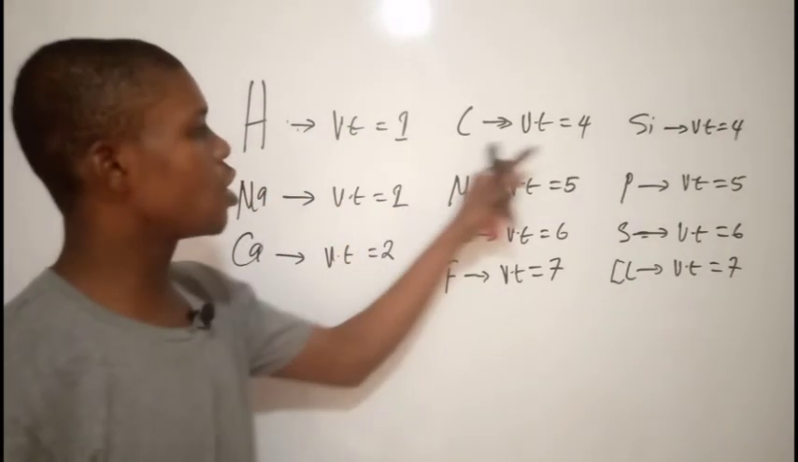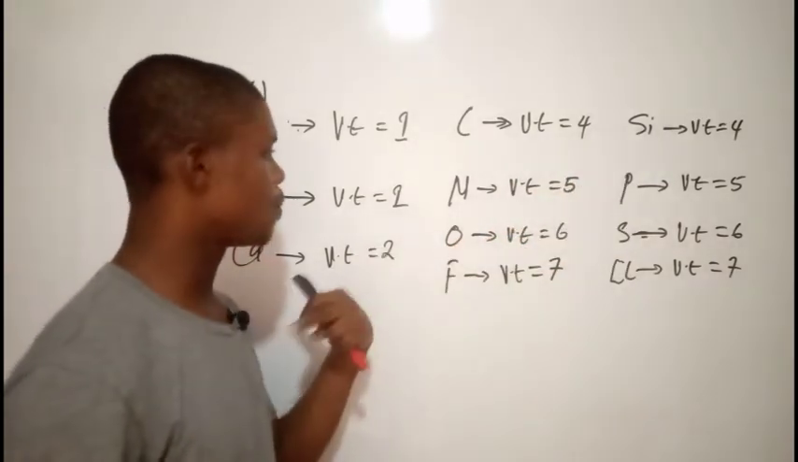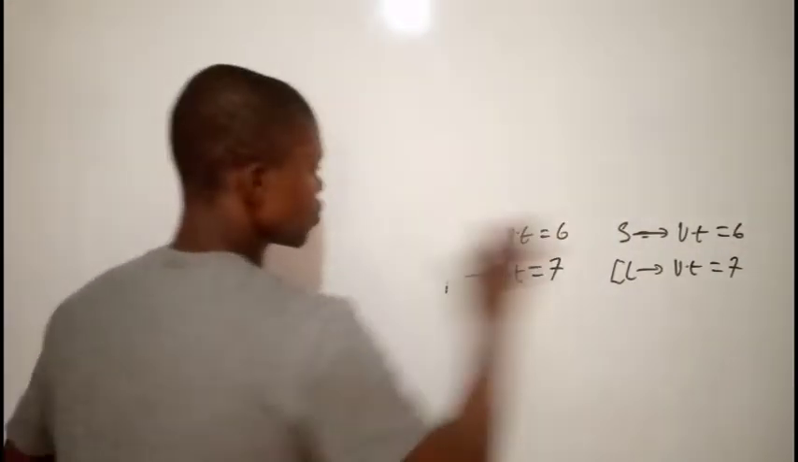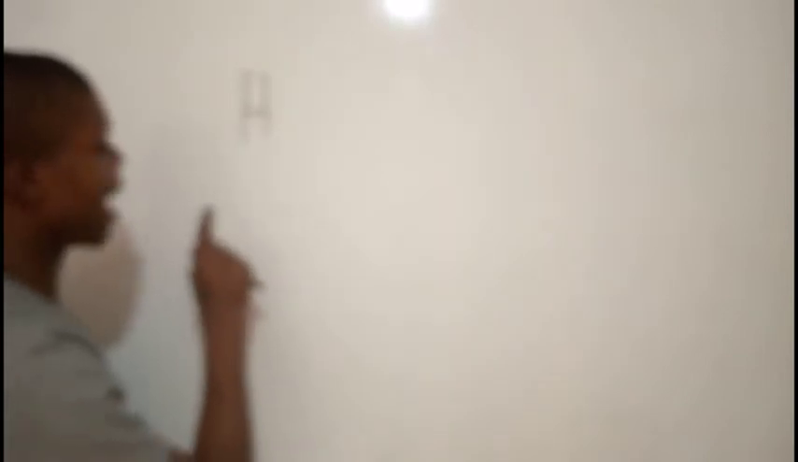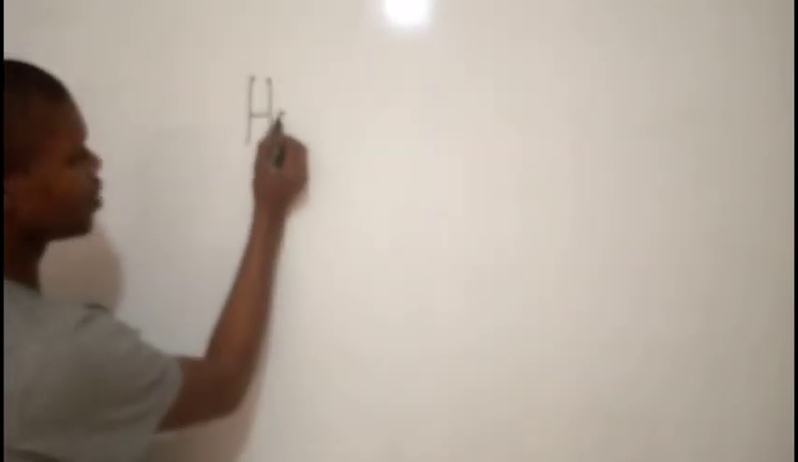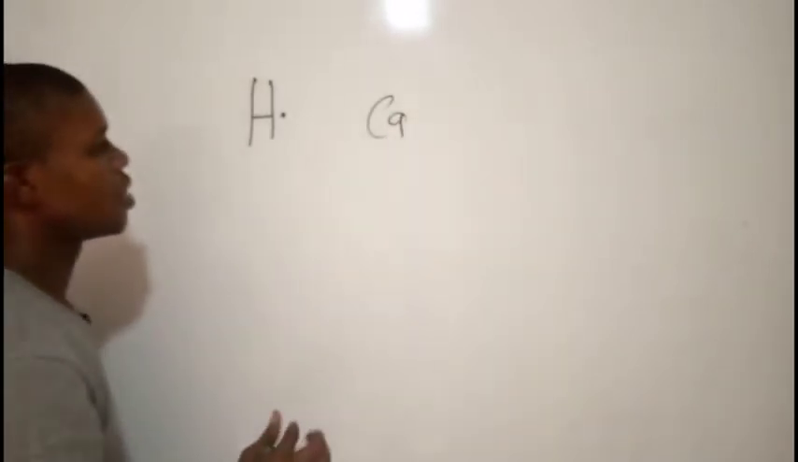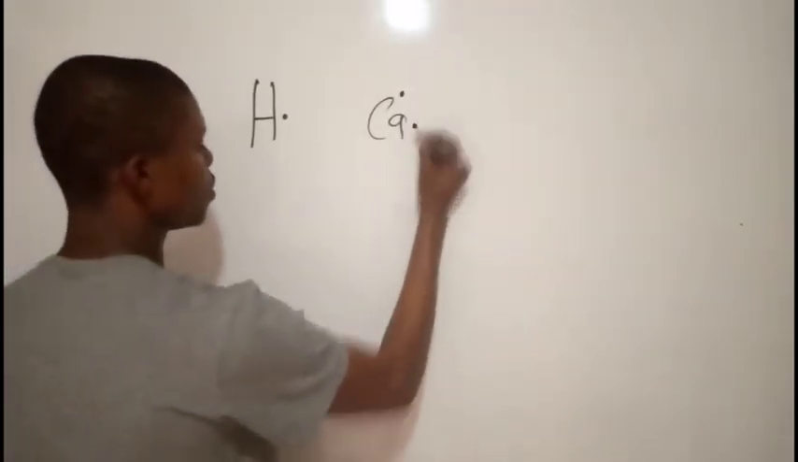So once you know the group number, you can write the dot structure of that atom. So what do I mean? Now remember we are talking about Lewis structure. With the valence electron, you can draw the dot structure of that atom. Remember, hydrogen is in group 1 and the valence electron is 1. The dot structure of hydrogen is going to be like this. That means the valence electron is 1. Now what about calcium? Calcium is in group 2. Then it's going to have 2 valence electrons, so it's going to be 1 and 2.